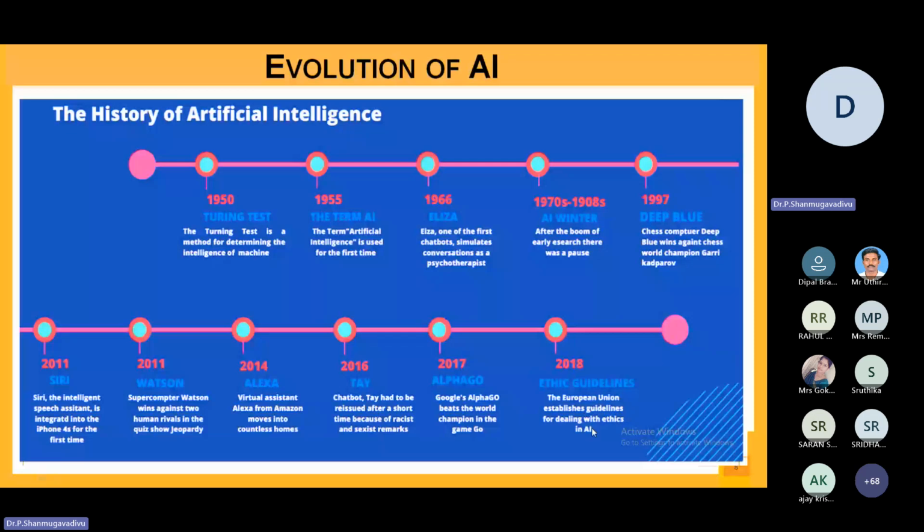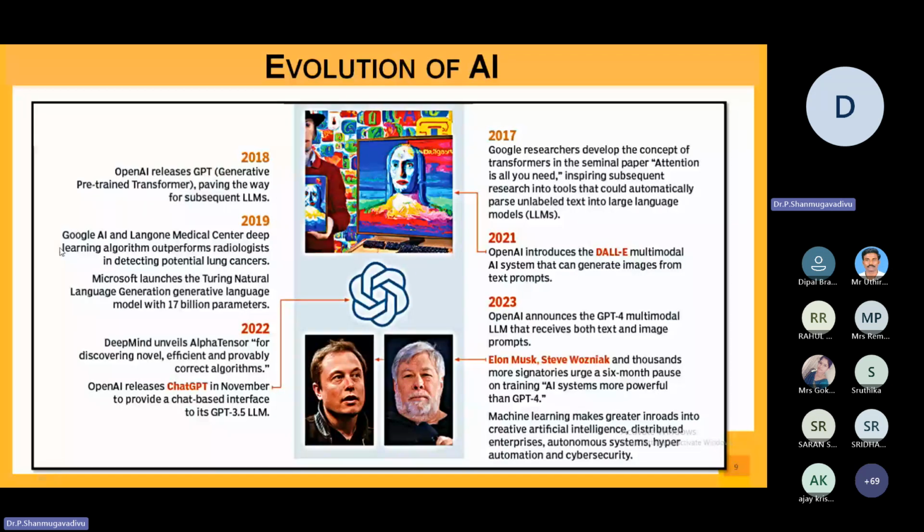So this is a quick journey of artificial intelligence. So let's see the evolution of artificial intelligence. In the year 2017, Google researchers developed the concept of transformers in a seminal paper, Attention Is All You Need, inspiring subsequent research into tools that could automatically parse unlabeled text into large language models, which we call LLMs. Now the whole world is talking about large language models, shortly called LLMs, which came into existence in the year 2017. And parallelly, in the year 2018, OpenAI releases GPT, right?